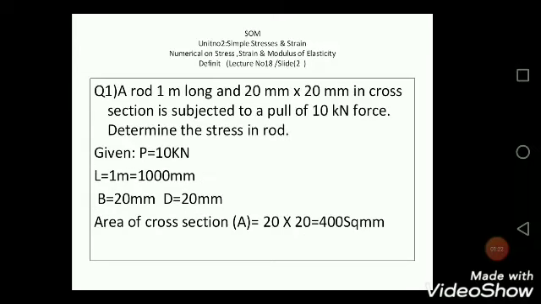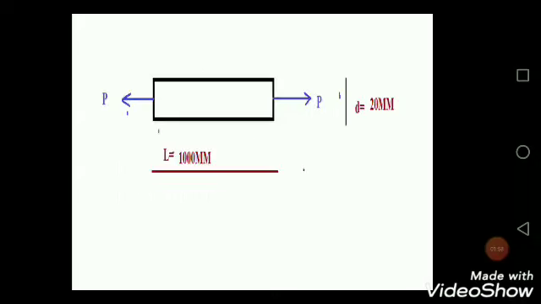First numerical: a rod 1 meter long and 20 mm by 20 mm in cross section is subjected to a pull of 10 kilonewton force. Determine the stress in the rod. P is 10 kilonewton, length 1 meter converted to 1000 mm, width B is 20 mm, D is 20 mm. Area of cross section A is equal to 20 into 20, which is 400 square mm. This is a rectangular cross section.